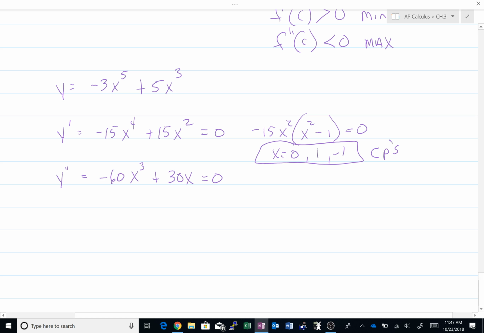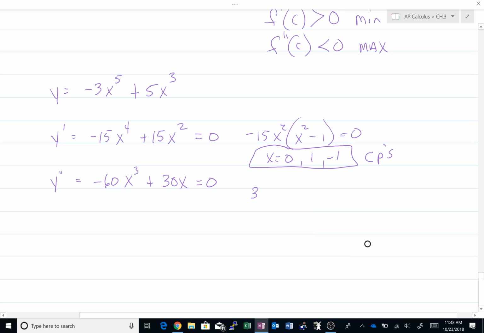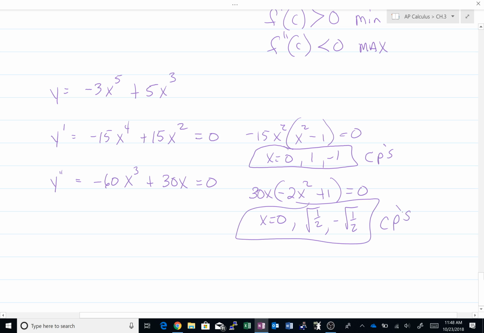All right, when we take second derivative, set it equal to 0, I'm going to factor out a 30x, and I'm left with negative 2x squared plus 1. So I get x equals 0, and plus or minus square root of 1/2. I'll list it out separate. Okay. More critical points. Okay, so let's pause. First derivative equals 0, found a bunch of points. Second derivative equals 0, found a bunch of points.